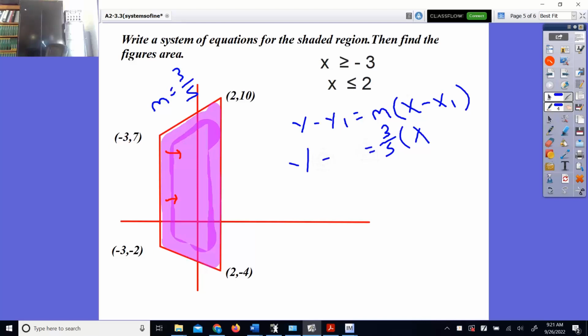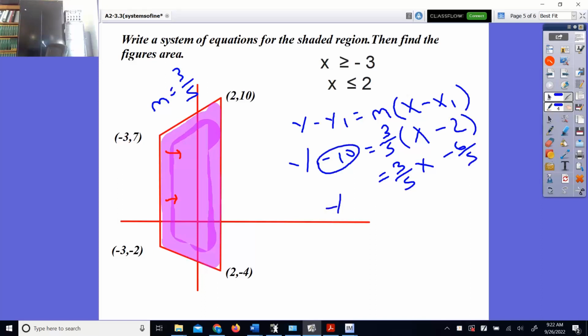You want to use the point -3, 7 or the point 2, 10? I don't care. 2, 10 is fine. What's y1 then? About y, x point? 2. All right. What property are you going to use? Distributive. What's 3/5 of x? 3/5 of x. How about 3/5 of a -2? -6/5. That's right.